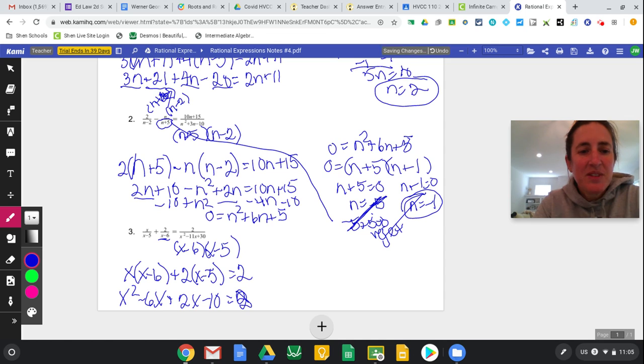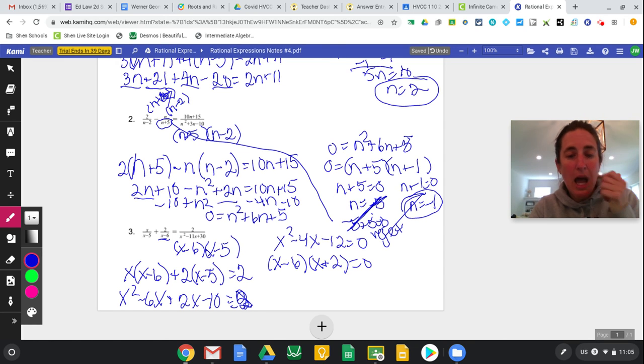Okay, so I'm going to combine that up. I got x squared minus 4x. I'm going to move the 2 to the other side, so it's minus 12 equals 0. Factor it. X minus 6, x plus 2 equals 0 to give me that 6 times 2 is 12, but the -4 comes from -6 and positive 2.